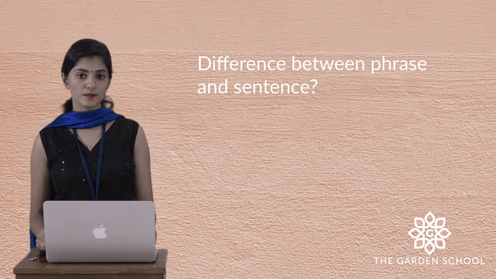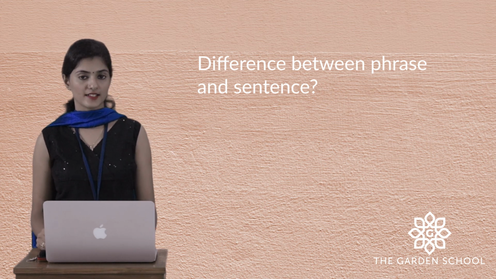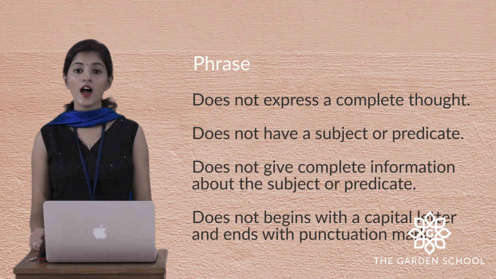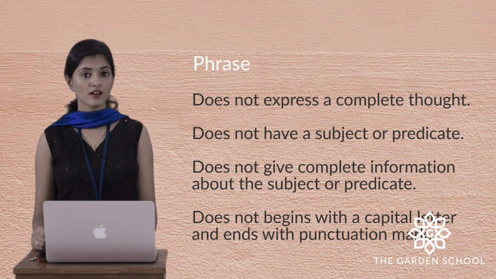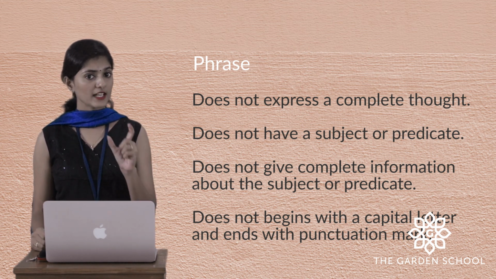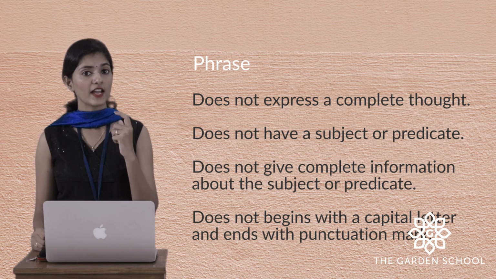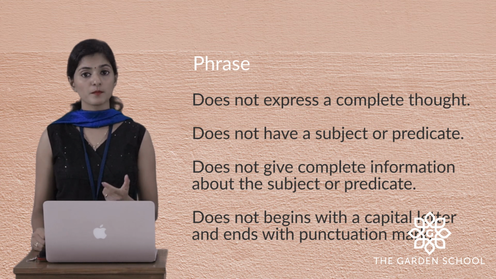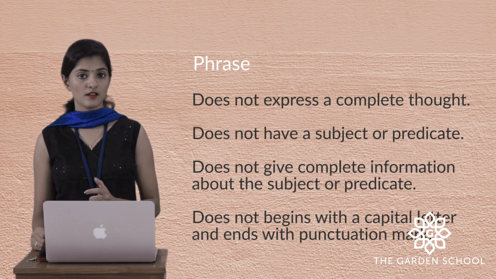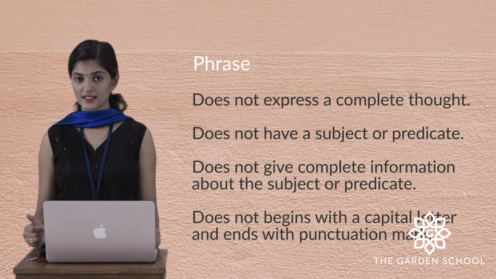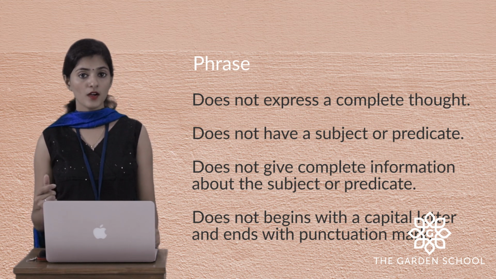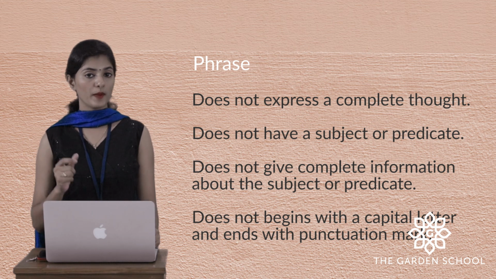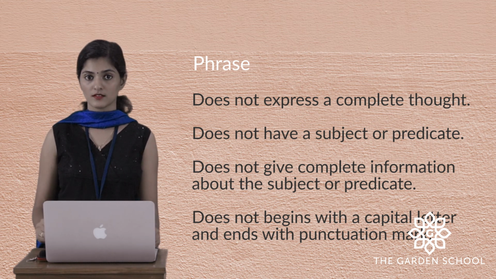Now we'll see the difference between phrases and sentence. A phrase does not give a complete thought, after the meal. It's an individual phrase, so it doesn't give any complete thought. It does not have a subject or predicate. Now, what is a predicate? A predicate is a part of a sentence containing verb which give some information about the subject.